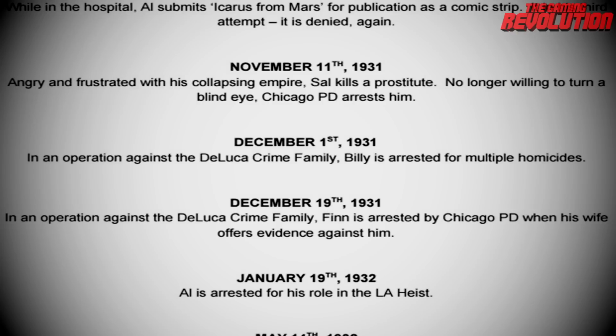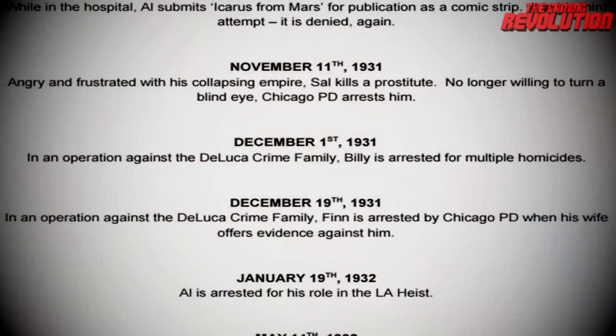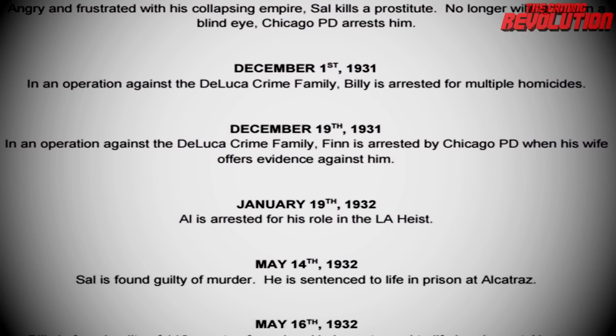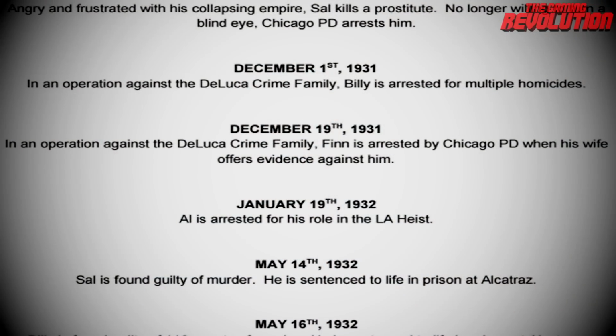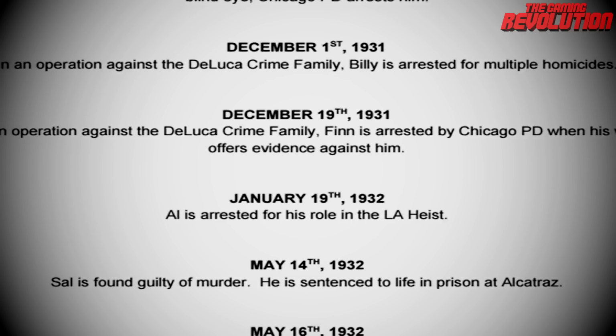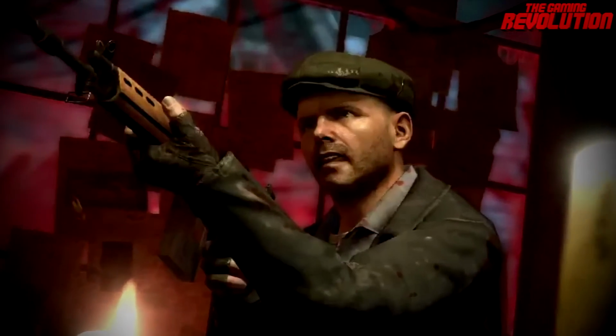On December the 1st, 1931, in an operation against the DeLuca crime family, Billy is arrested for multiple homicides. On December the 19th, 1931, in an operation against the DeLuca crime family, Finn is arrested by Chicago Police Department when his wife offers evidence against him. On January the 19th, 1932, Al is arrested for his role in the LA heist.